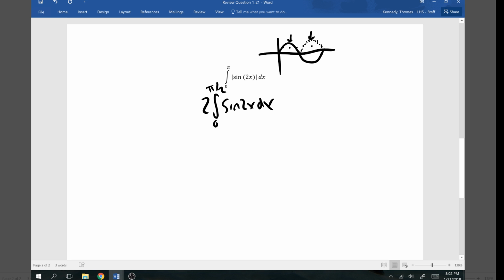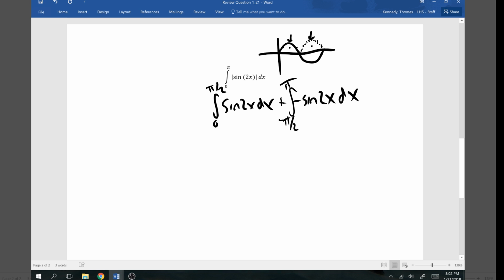If you're not happy with the lazy way, you can always just kill the 2 in front and just add the integral from pi over 2 to pi of now the negative sine of 2x dx, because that's what will make it positive. And this will work also. So this is how you handle absolute value functions: you just desperately need to know what the picture looks like to know which part is reflected up, so you can set up the integrals.